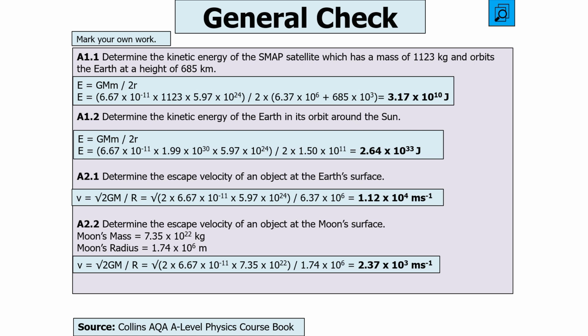Then we can use the same equation to work out the Moon's escape velocity by doing the square root of 2GM over r, pop in all the values given to you in the question, and we get 2.37 times 10 to the 3 meters per second.